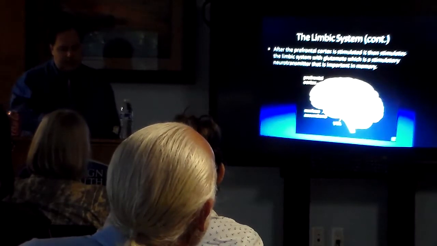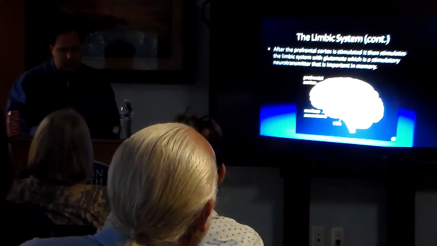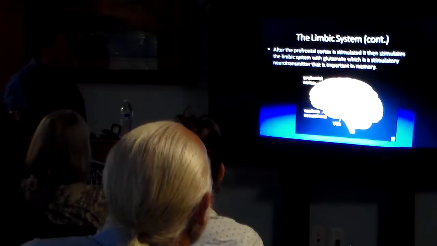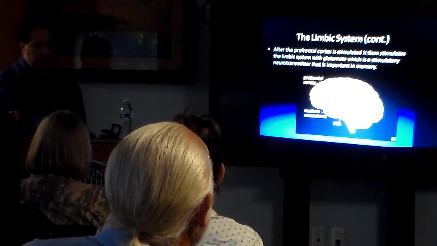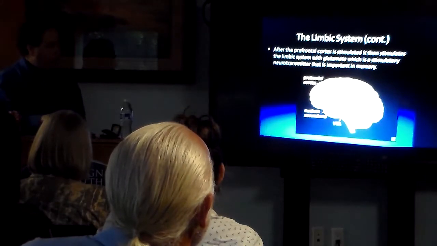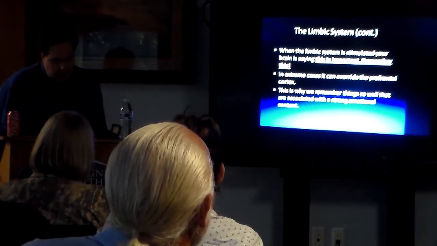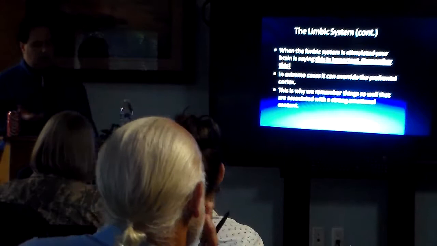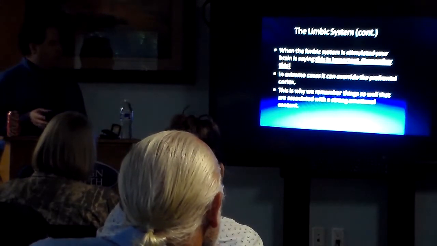All right, so this is basically saying what I was talking about before. And there's also a neurotransmitter called glutamate that is also very important in memory. That is in the pathway between the prefrontal cortex and the limbic system. So when your limbic system is stimulated, it's telling your brain this is important. This is a really important thing. You need to remember this.